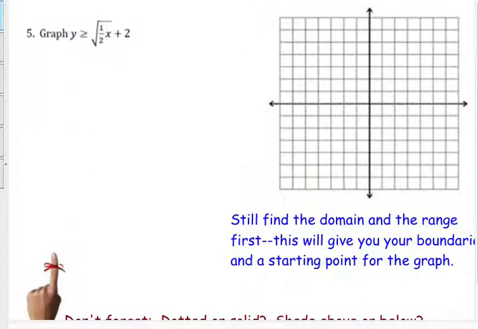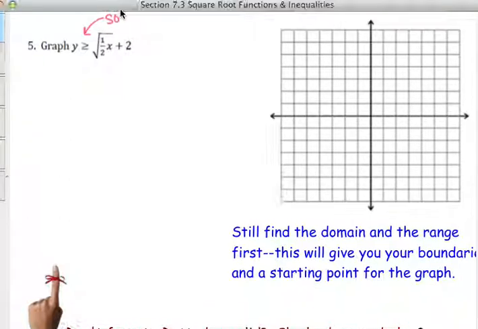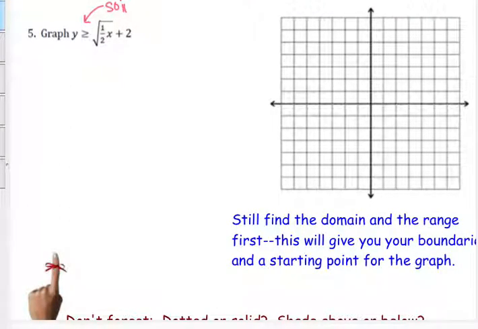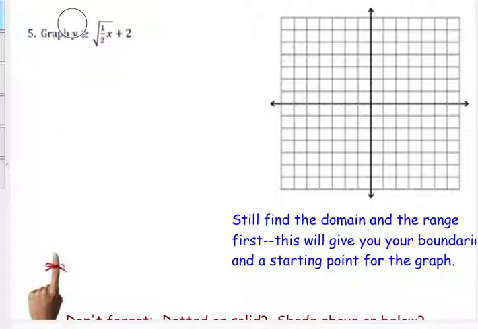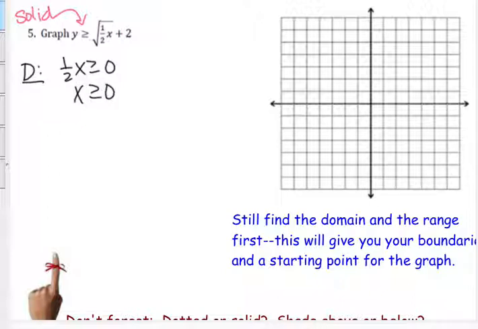Okay. Example 5, y is greater than or equal to. Now in this case, since it's equal to, it's going to be a solid line. So I start out doing the same thing that I did before. I would start by finding my domain. Multiply by 2 on both sides, so x is greater than or equal to 0. So that's my domain. My range is whatever's after the square root sign, so y is greater than or equal to 2.